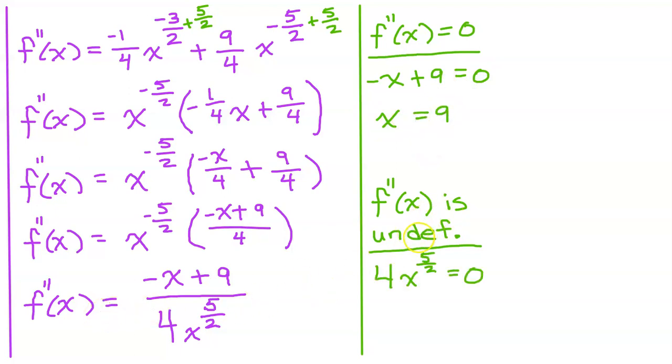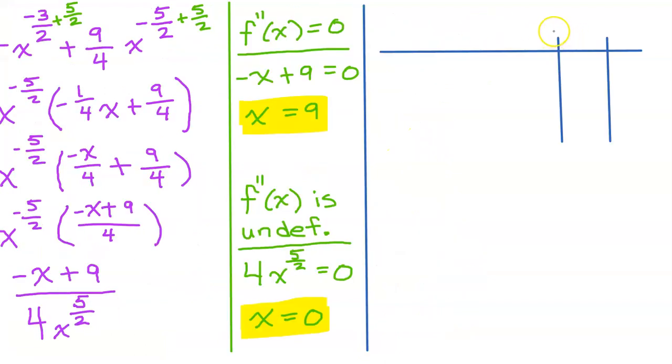F double prime will be undefined when the denominator is equal to 0, but if we set this equal to 0, we can just immediately tell that the only value of x that will cause this monomial to equal 0 will be 0 itself. So these are the values that go on the number line, which form the sign chart. So I'm placing those special numbers in order on the number line. Looking at my expression for f double prime, I have two factors that I need to account for, so I will need 2 rows on my sign chart.